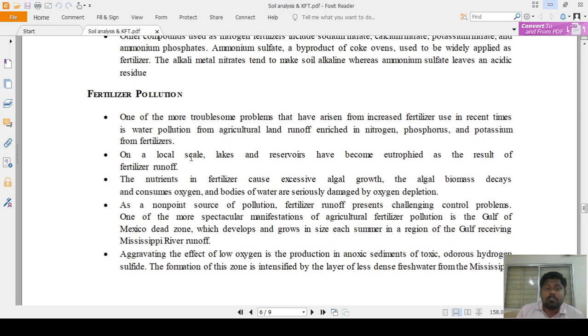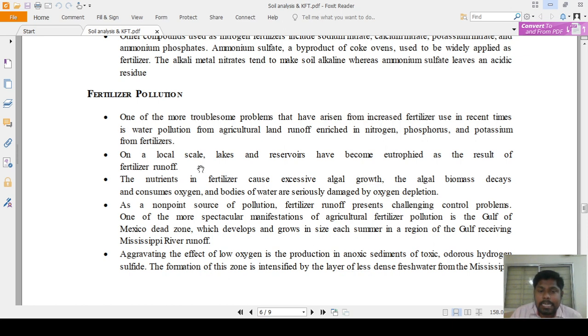Now, fertilizer as a pollutant: how fertilizers may act as pollution in soil. One of the more troublesome problems that has arisen from the recent increase in fertilizer use is water pollution from agricultural land runoff enriched in nitrogen, phosphorus and potassium. That is the main reason behind it. After spraying fertilizer on the farm, when it rains, the fertilizer mixes with the rainwater and creates soil pollution as well as water pollution.